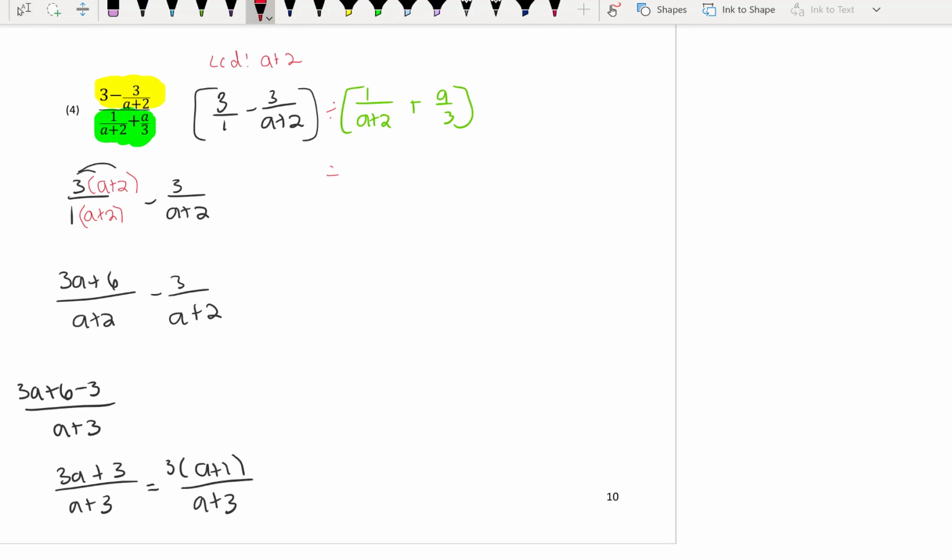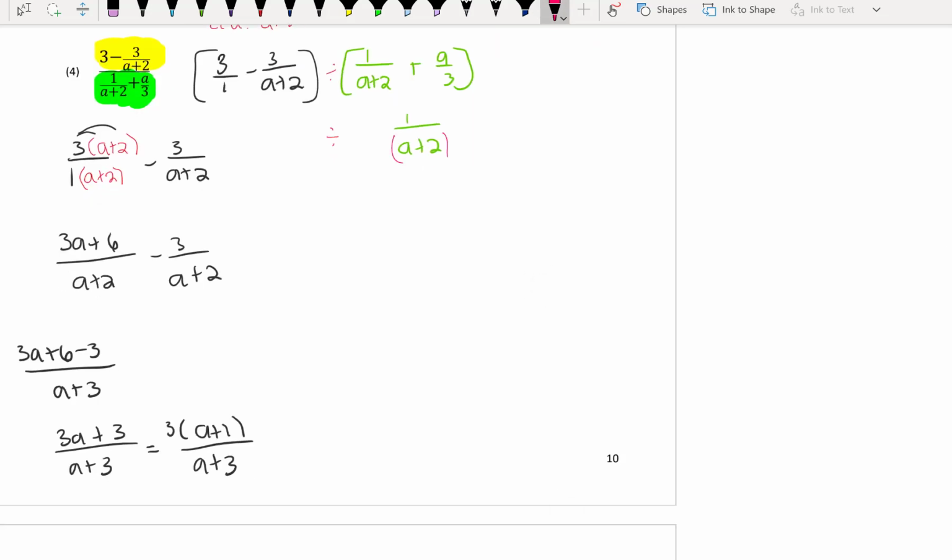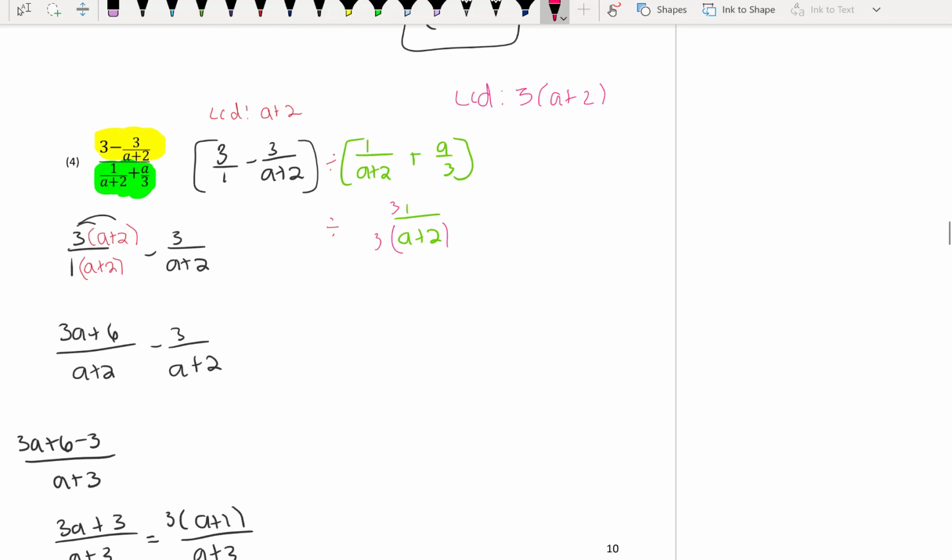Now let's deal with my second bit of the fraction. Here I also need an LCD. My LCD is going to be 3 times a plus 2. For that first fraction, I have 1 over a plus 2, so what's missing from that denominator is a 3. I multiply the bottom by 3, so I multiply the top by 3 as well. Now my next fraction is a over 3. What's missing from that denominator would be an a plus 2, so multiply the bottom and the top by a plus 2.